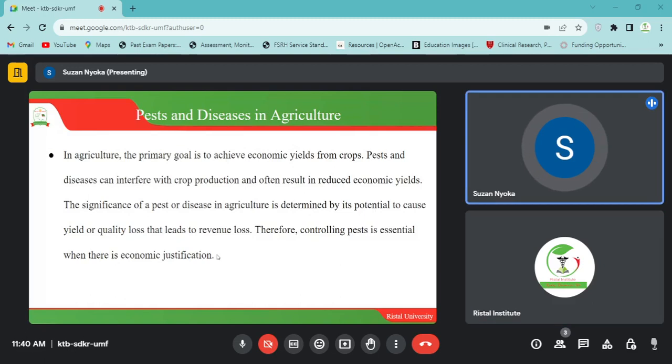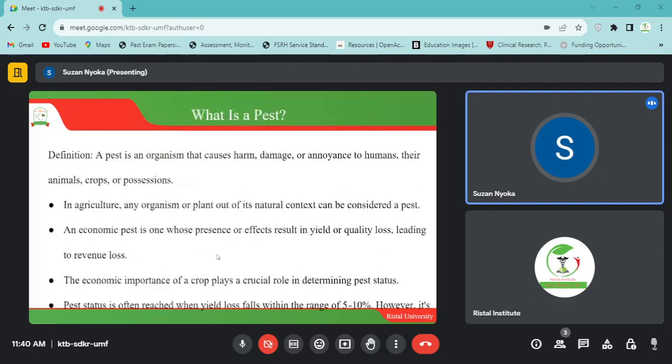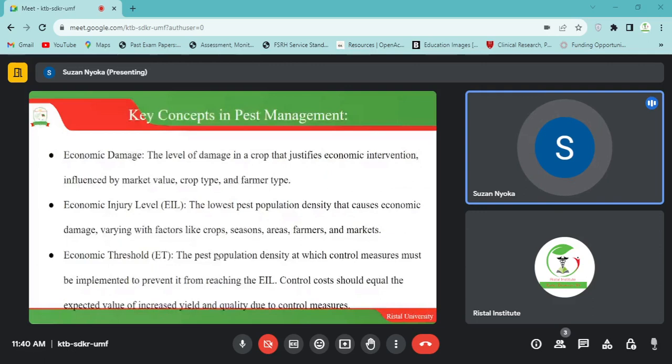The value of a crop plays a crucial role in determining pest status. Pest status is often reached when yield loss falls within the range of 5 to 10%. A key concept in pest management is the damage in a crop, which varies by crop type and farmer type. Another second is economic injury level. It's the lowest pest population density that causes economic damage.